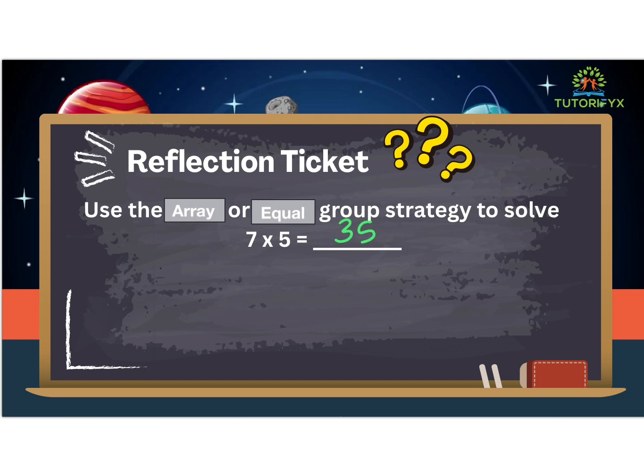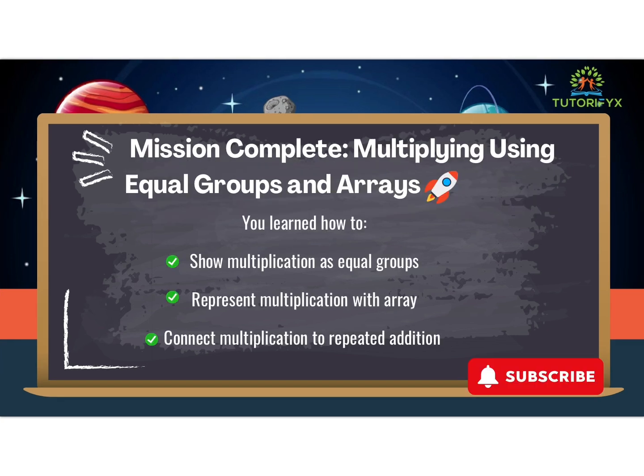Whoop, whoop, whoop, whoop. Awesome job, my learners. You learned how to multiply using the equal group strategy as well as the array strategy and connected multiplication to repeated addition. It doesn't get any easier than that. Remember to keep practicing and staying focused, and you'll be multiplication experts in no time.